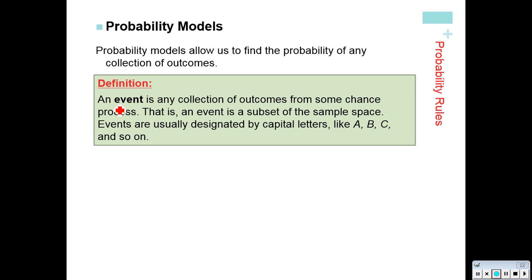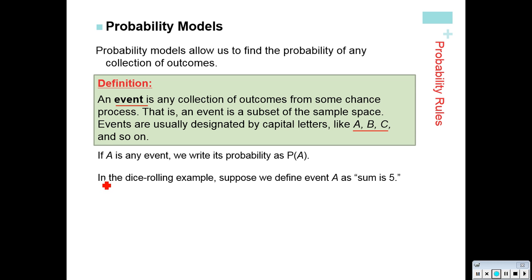So the other thing, from a terminology standpoint with probability, that we talk about is an event. And basically an event in probability speak is what it is that you're trying to find the probability of. So an event is any collection of outcomes from some chance process. That is, an event is a subset of the sample space. Events are usually designated with capital letters, A, B, C, etc. If A is an event, we would write the probability of A as P with the A in the parentheses.